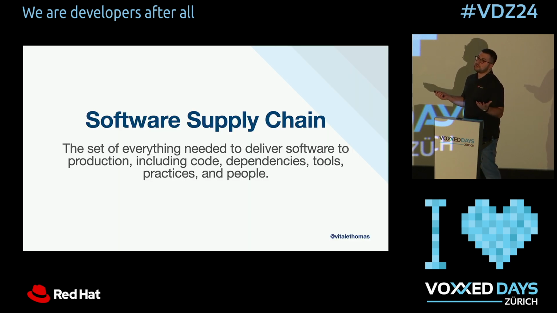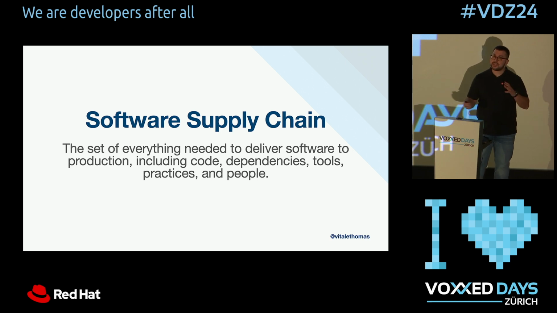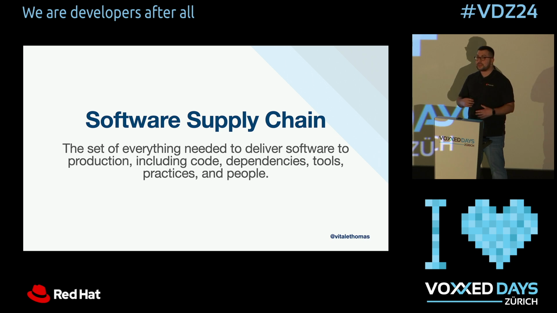But what is a supply chain? What's a software supply chain? It's the set of everything needed to deliver software to production. It includes, of course, code dependencies and tools, but also, and most importantly, practices and people. It's not just about tools.